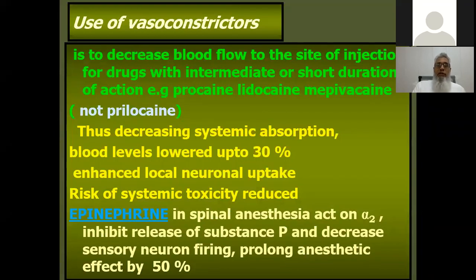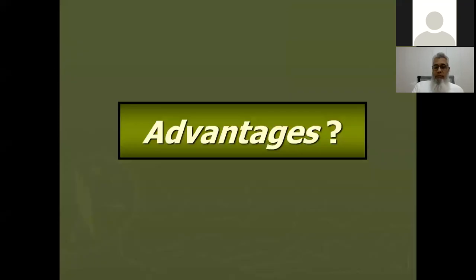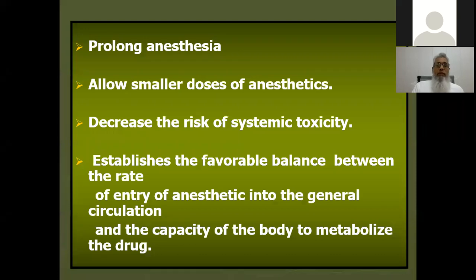Usually a sympathomimetic alpha agonist is used as a vasoconstrictor, and epinephrine is most commonly used. In our operation theaters we commonly use xylocaine, lidocaine, in combination with epinephrine. With the addition of epinephrine, not only is the duration of action prolonged, but the quality of block is also improved. Advantages of these local anesthetics I have already described.